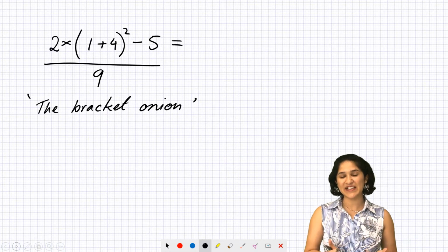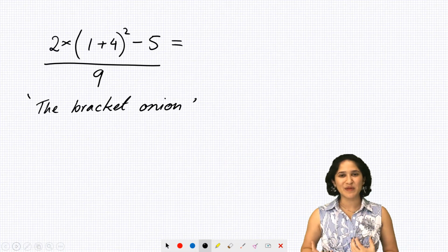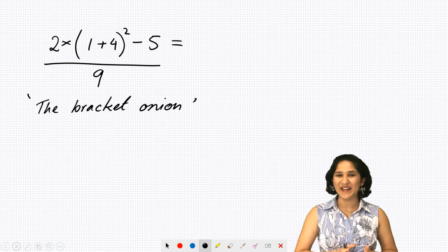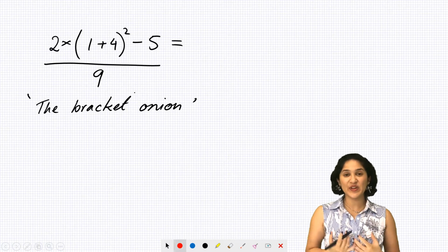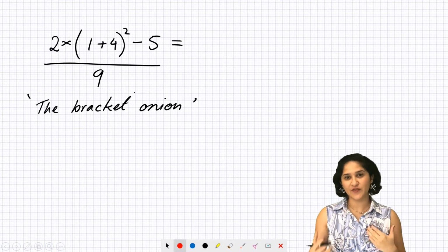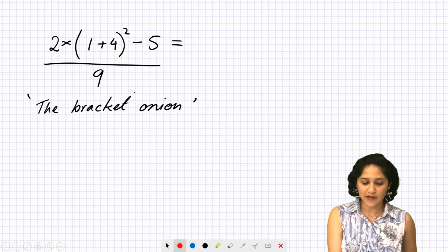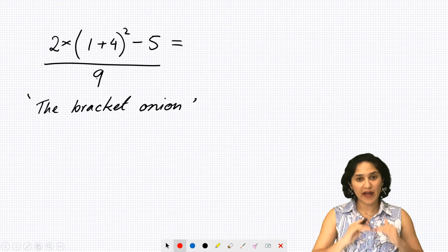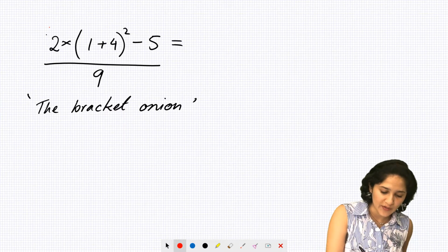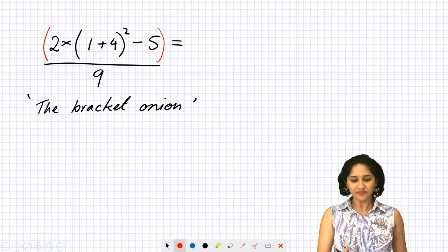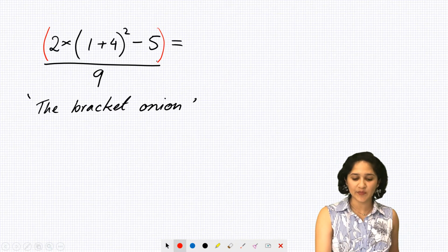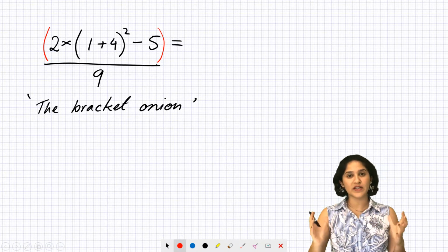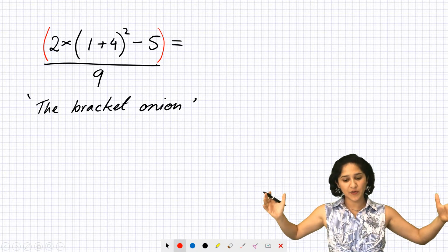Now we're going to look at an example that has all the different bits of BIDMAS combined. I'm going to talk about something that I think about as the bracket onion. Looking at this expression, I have lots of different operations. The first thing I notice is this big division, divided by 9. When we have a line like that, that's also implied brackets. So we have two sets of brackets here, these inside ones and the outside ones. When you've got more sets of brackets, you start from the inside and work your way out.